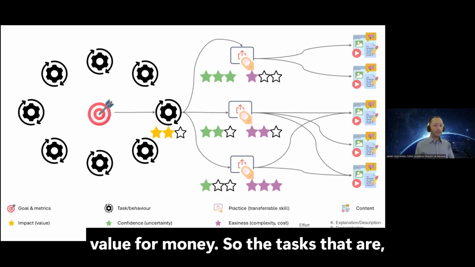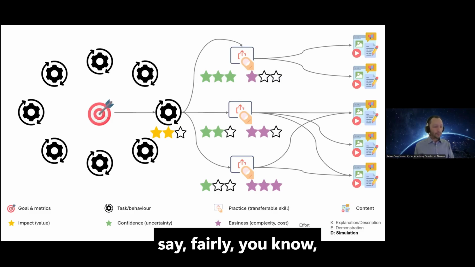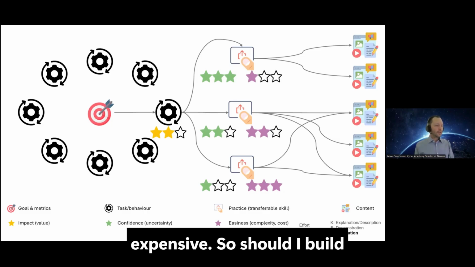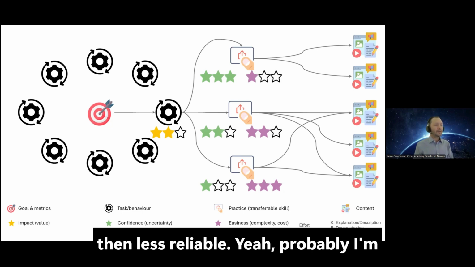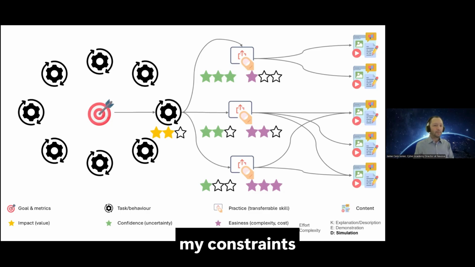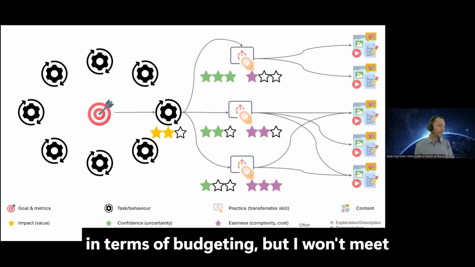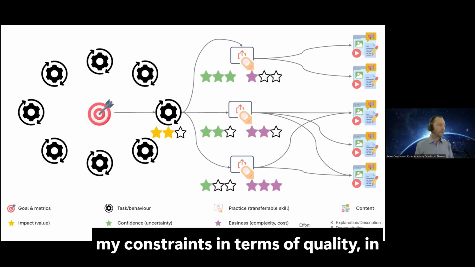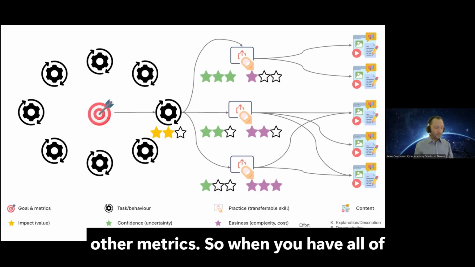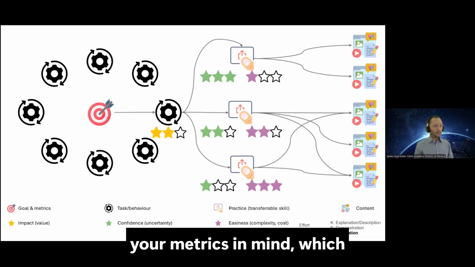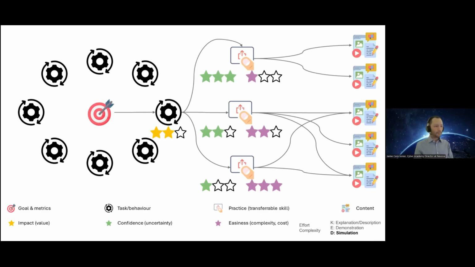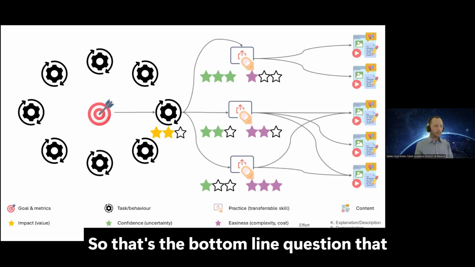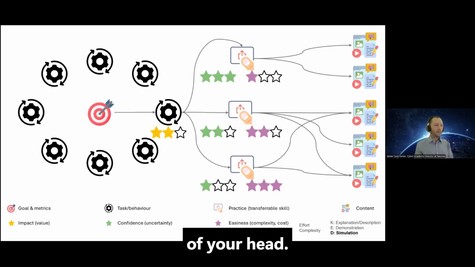So the tasks that are, say, fairly transferable, but not so expensive. So should I build my scope only with the cheapest, but then less reliable? Yeah, probably I'm going to be meeting my constraints in terms of budgeting, but I won't meet my constraints in terms of quality, in terms of impact, in terms of all the other metrics. So when you have all of your metrics in mind, which set of activities is more likely to deliver all of them? That's the bottom line question that you have to have at all times at the back of your head.